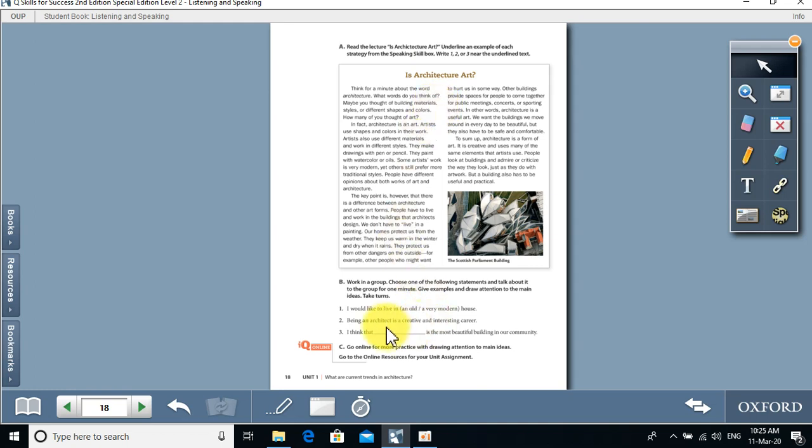And activity B is work in a group. Choose one of the following statements and talk about it to the group for 1 minute. Give examples and draw attention to the main ideas. Take turns. And that's it.